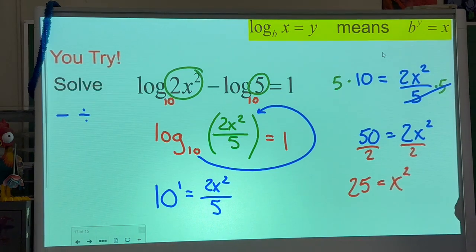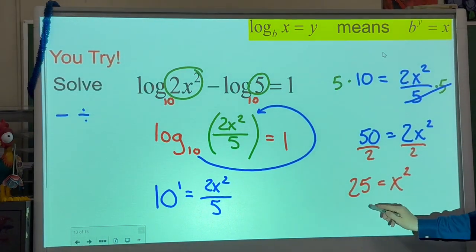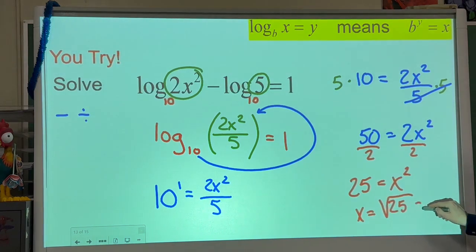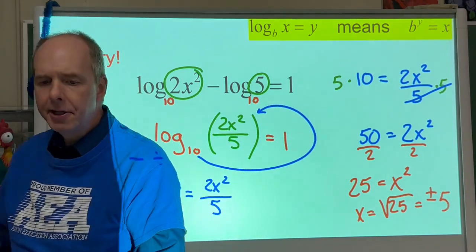How do you solve it for x? Yes, you take the square root. Square root of 25 is positive and negative 5. There are 2 answers because you had an x squared.